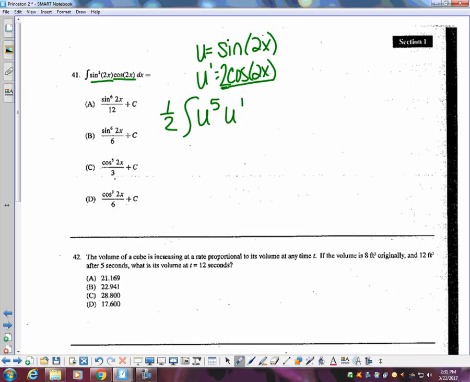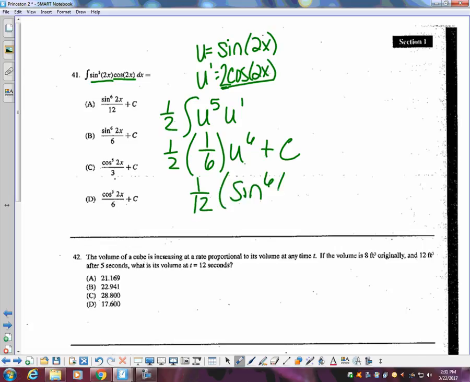Okay, well, this is just a power rule. 1/6 u to the 6th plus c, because it's not definite. So 1/12. And then what's my u? Sine 6 2x plus c. Let's see. A. So I hope you're getting a feel for how to decide who to let your u be.